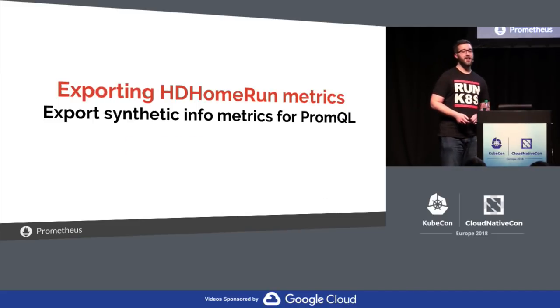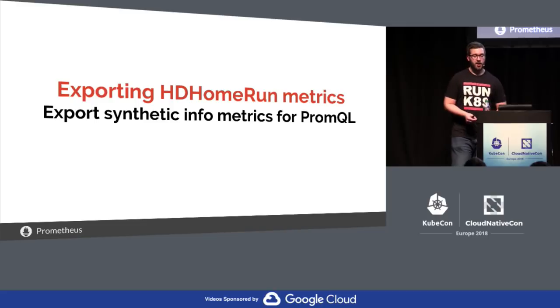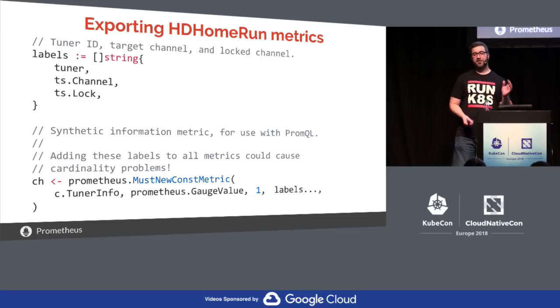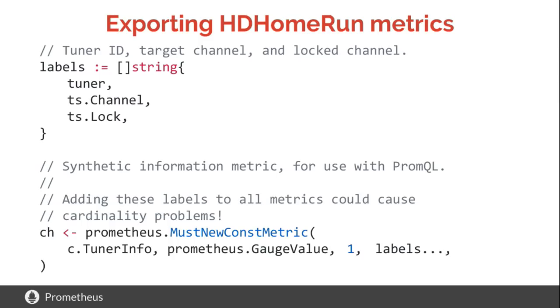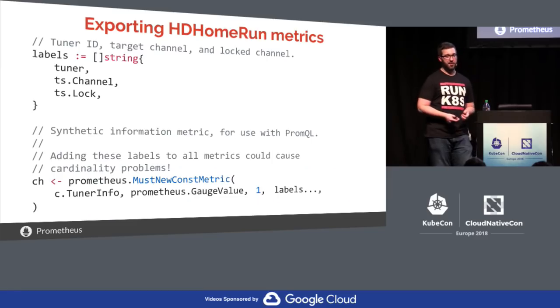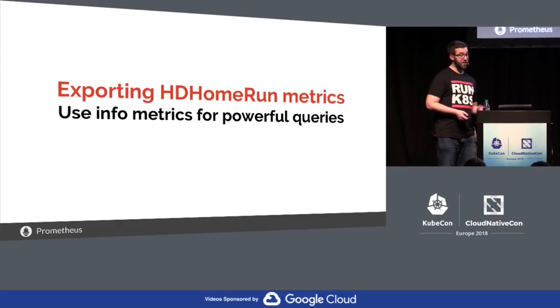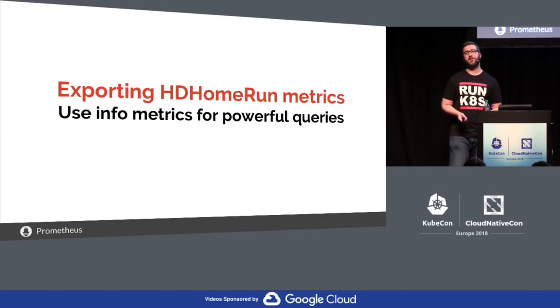So let's go talk about that information metric again, that metadata. You can use these synthetic information metrics for super powerful PromQL queries. So we construct it like this. We have these labels here that are the tuner, the channel it is trying to lock to, and the channel it's actually locked to. And we're going to export this metric. It has a constant value of 1, it's a gauge, and it just has these labels. So why is this useful? As it turns out, PromQL is super powerful, and you can use this to effectively perform a relational join between different time series.